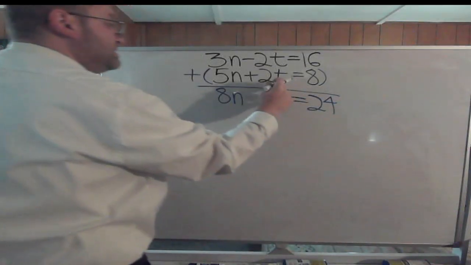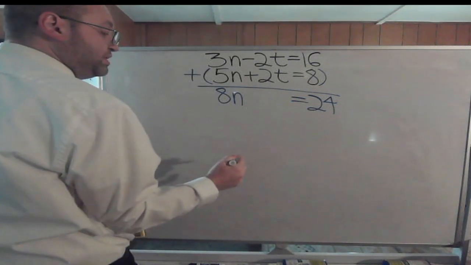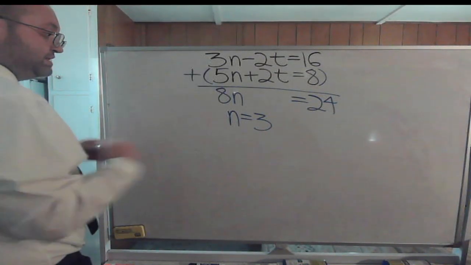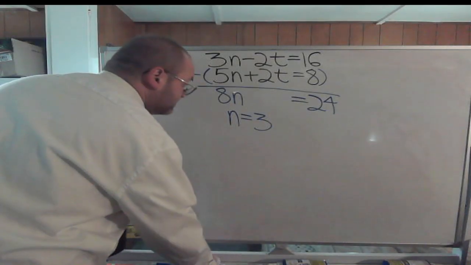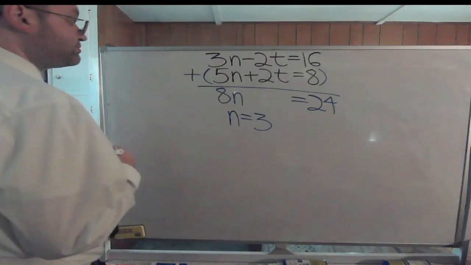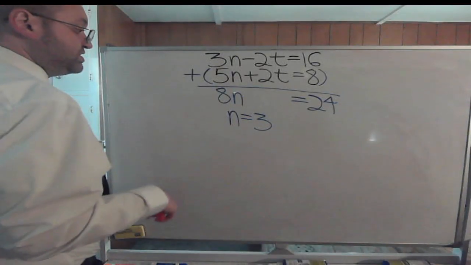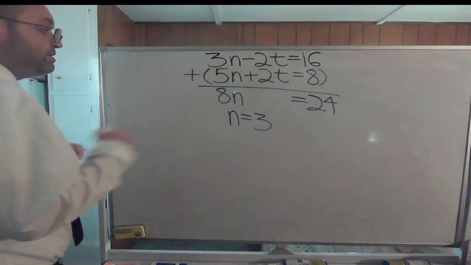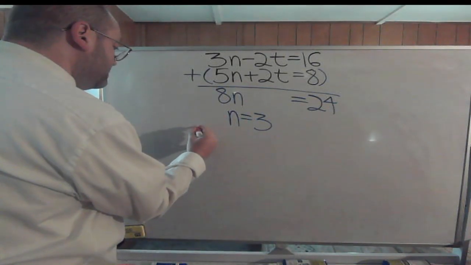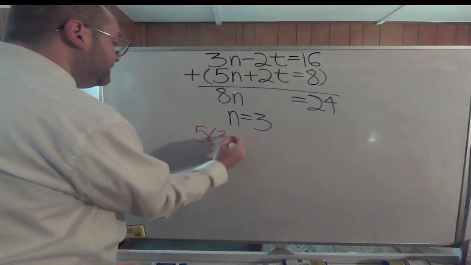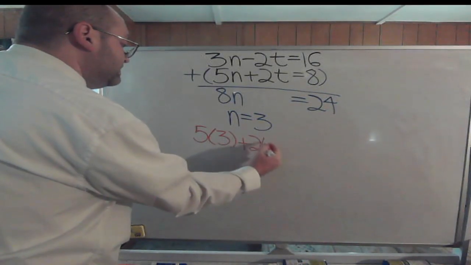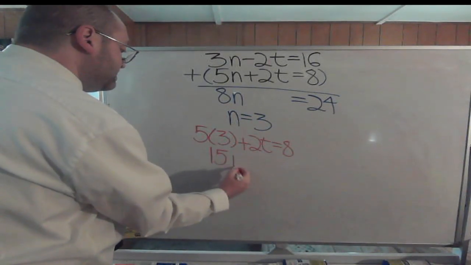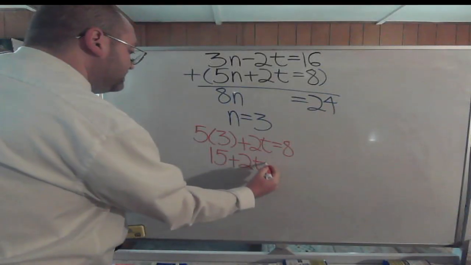So you've eliminated the t variable temporarily. You get 8n equals 24, which means n equals 3. So the n coordinate is going to be 3. Now all we've got to do is find the t coordinate. You just pick one of your equations to stick it into, and then you solve for your t coordinate. I'm going to put it in the second equation this time. So 5 times the n value of 3, plus 2t equals 8, which would give me 15 plus 2t equals 8.